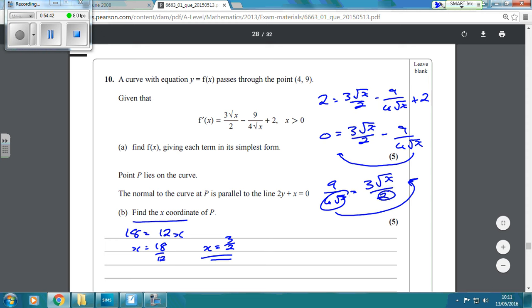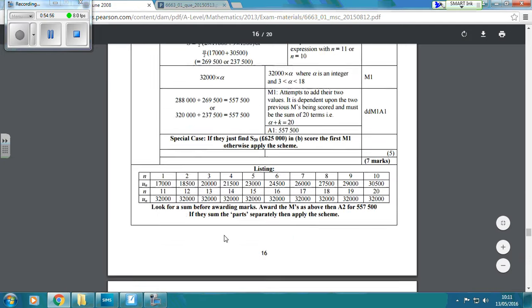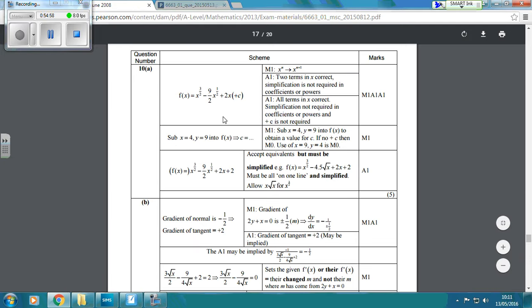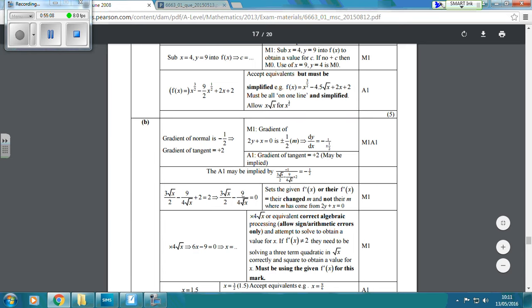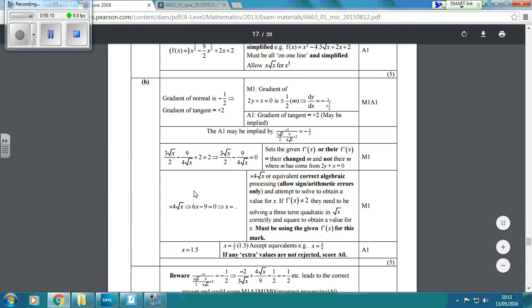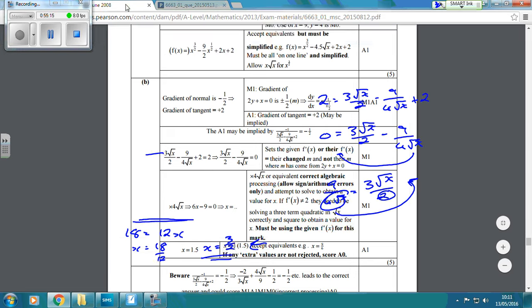If it asks us to find the coordinates of P, we then need to substitute x as 3 over 2 into our f of x, which we worked out in part A, but it doesn't. It just asks us to find the x-coordinate of P. So let's just double check that we've got that. So yeah, that's what we've got beforehand. The gradient of the normal is minus half, the gradient of the tangent is 2. We then need to set that equal to the gradient function. Blah de blah, we solve it and we get x equals 1.5, which of course is 3 over 2.